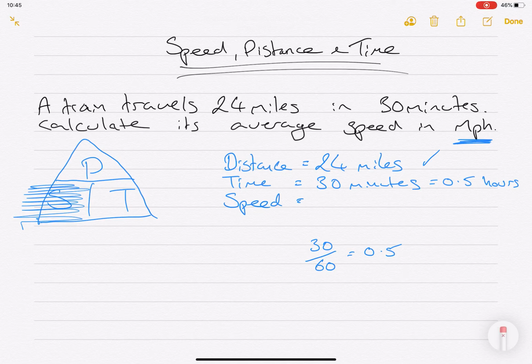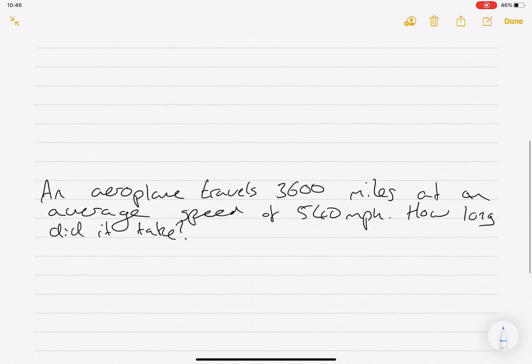So if we want to find speed, we just do distance, which is just up here, divided by time. So 24 divided by 0.5. And that is going to equal 48 miles per hour. So the trick here is noticing the units and making sure they line up with the question. Let's have a go at another one.